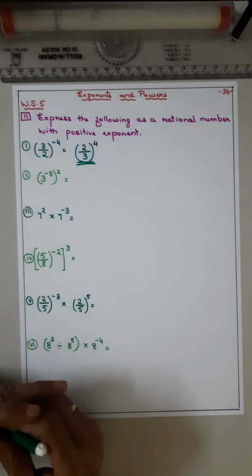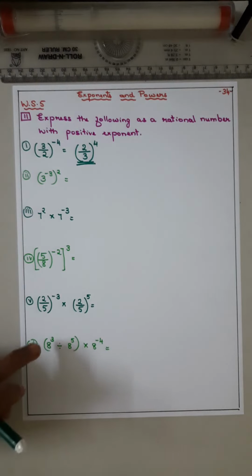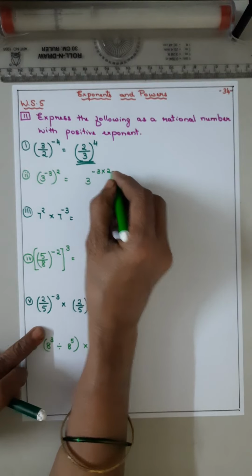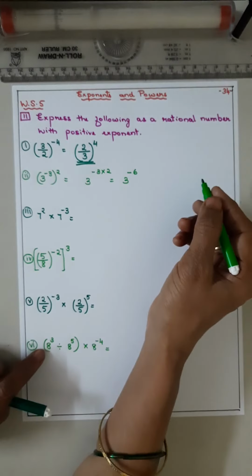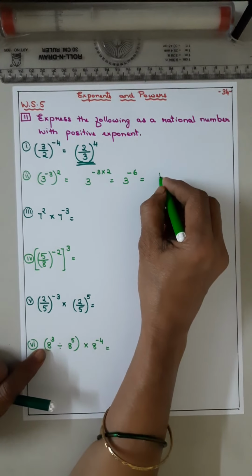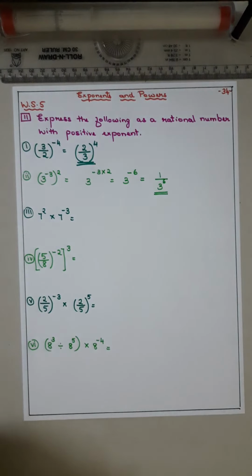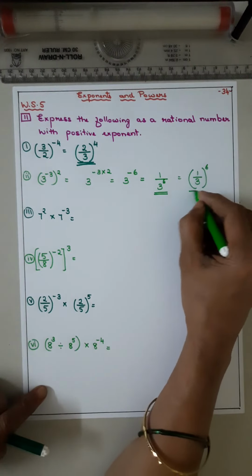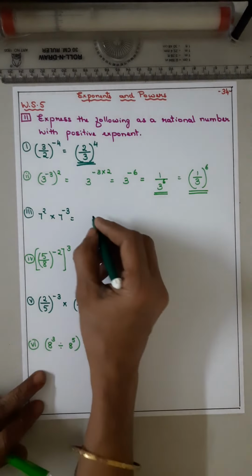Okay, next it is (3)^-3 into 2. So first solve it. 3 to the power minus 3 into 2, it becomes 3 to the power minus 6. 3 2s are 6, but sign is minus. That means नेगेटिव पावर है तो पॉजिटिव कैसे करेंगे? 1/3 to the power 6. Or we can write (1/3) the whole raised to 6. Both are correct. Now coming to the third sum, the bases are same.